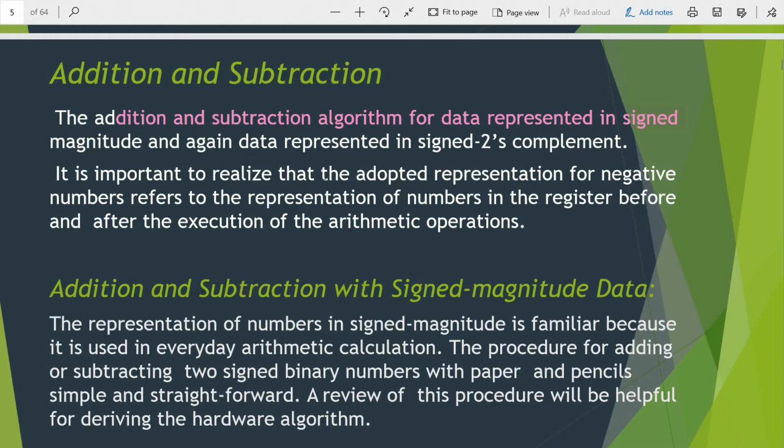It is important to realize that the adopted representation for negative numbers refers to the representation of numbers in the register before and after execution of the arithmetic operations. So with the help of registers, we are going to access those operations. Those operations mean arithmetic operations: addition, subtraction, multiplication and division. So the registers act as a major role in these execution steps.